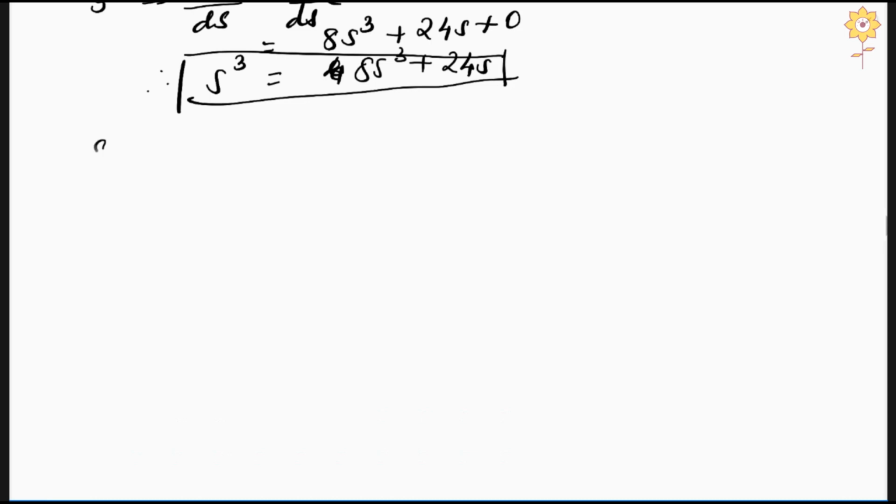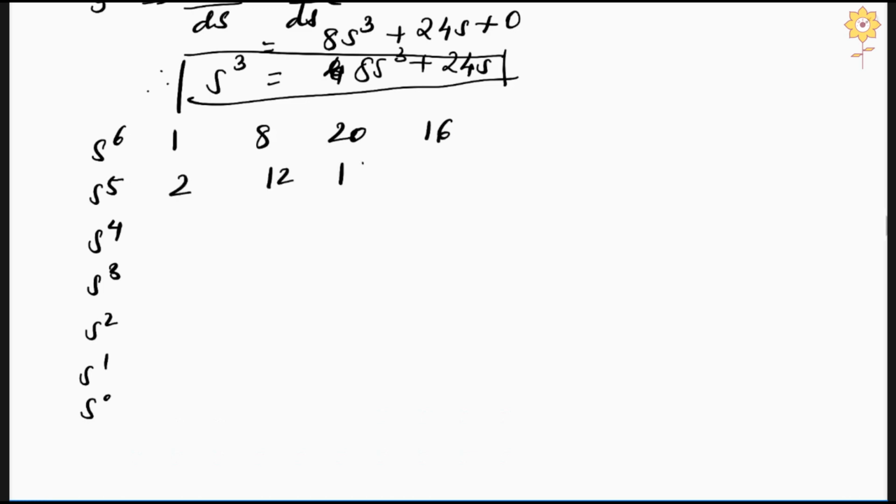So, we have s raised to 6, s raised to 5, s raised to 4, s raised to 3, s raised to 2, 1 and 0. We already had 1, 8, 20, 16, then we had 2, 12, 16, then we got this S3 as 0, 0, right. So, for which we found a new equation, that is S3.